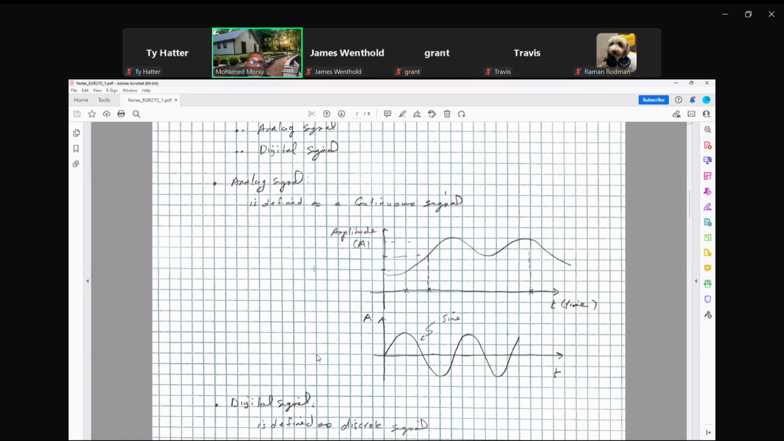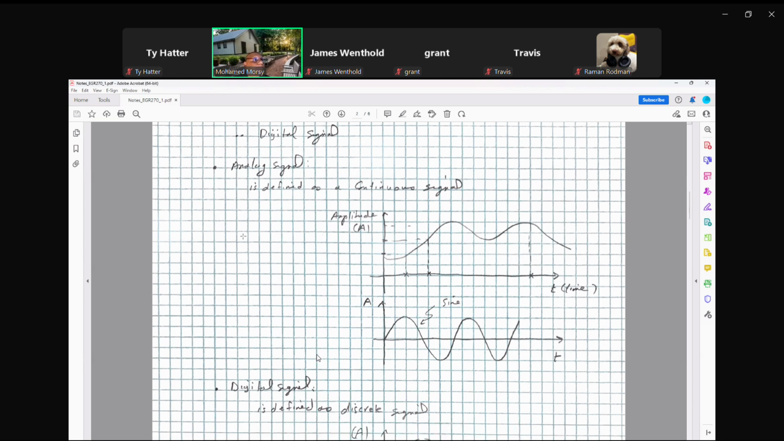So what is the difference between an analog signal and a digital signal? An analog signal is actually a continuous signal. The analog signal is continuous.